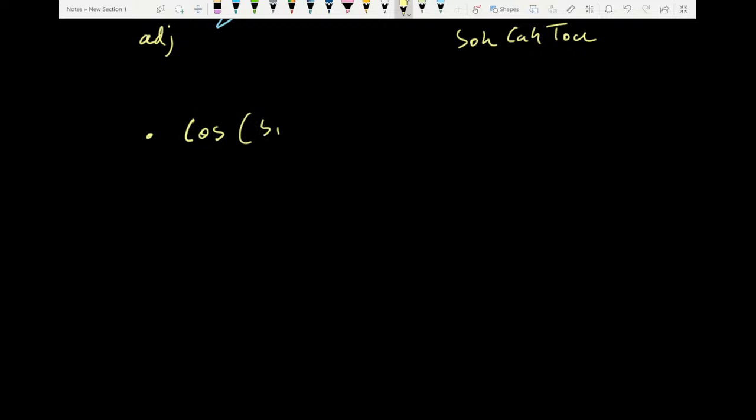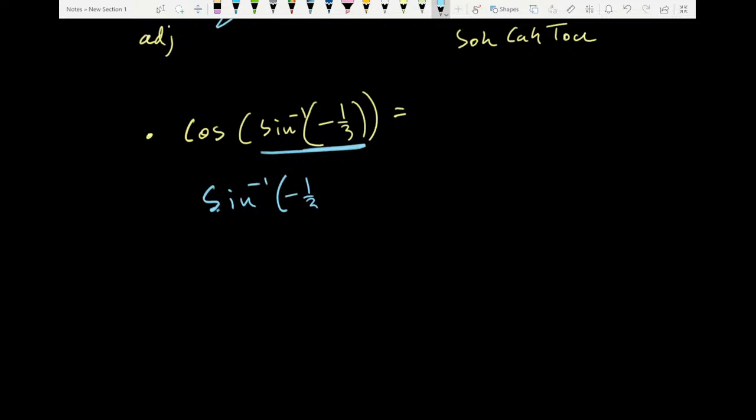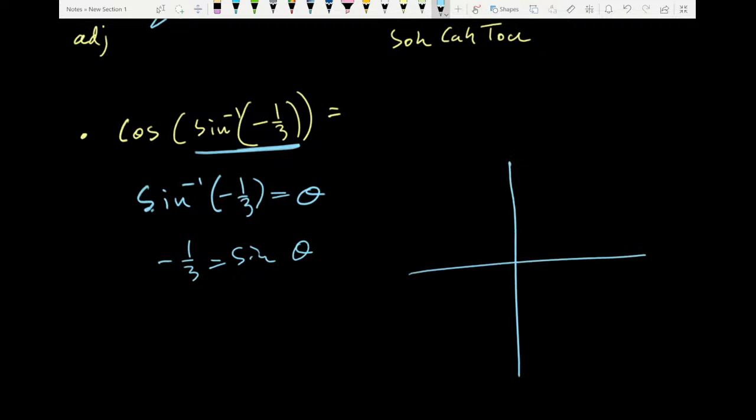Cosine of sine inverse of -1/3. All right, so let's look at this part right over here. Sine inverse of -1/3 equals theta. So sine of theta equals -1/3. So what quadrant are we talking about? Sine inverse lives in the first and the fourth quadrant. Since it's negative, it's going to be in the fourth quadrant.